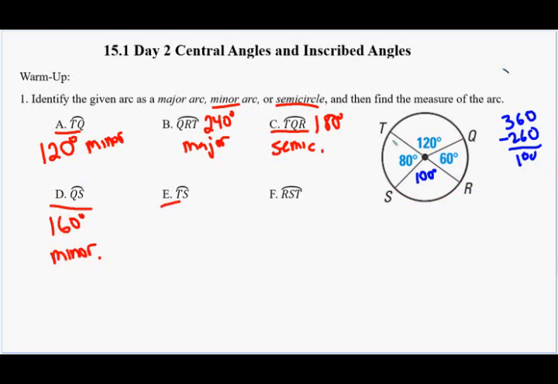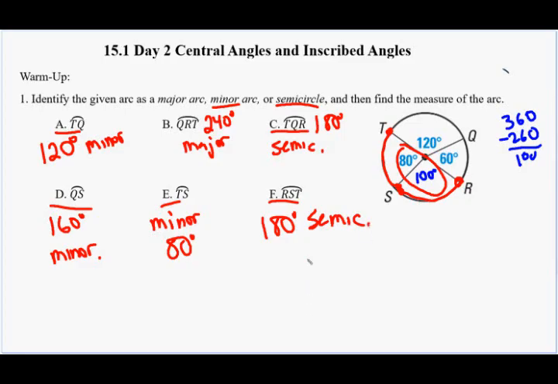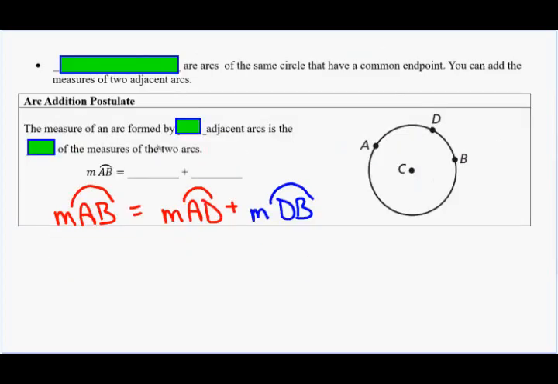Okay, now TS, here's T, and if we go to S, that's one little arc. It's a minor arc, and the central angle is 80. So TS is also going to be 80 degrees. Last one here, R to S to T. Here's R, and we're going to go to S, and we're going to go to T. And if we add these angles up, we would get 180 degrees, and that makes this also a semicircle. Okay, warm-up complete. Let's look at some new stuff here.